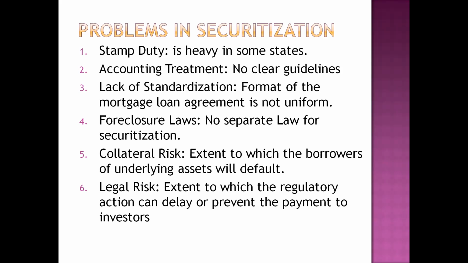Third one is lack of standardization. Format of a mortgage loan agreement is not uniform. One more problem is while we are converting the assets, when we pull down the assets, all the agreements are not similar. They are different. For example, loans and advances taken from DHFL, the customers who take the loans and advances are not having the same type of quality of assets mortgaged. They might be having different types of mortgages, and the terms and conditions are changing from type of customer to type of customer. So this is a basic problem.